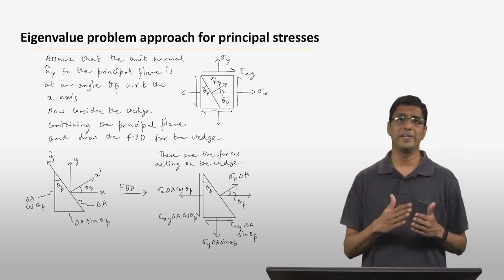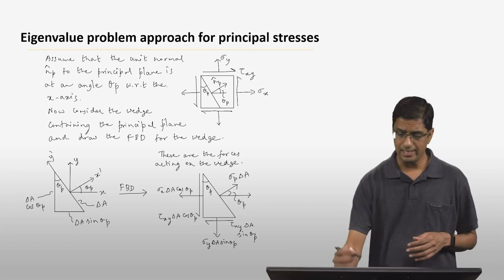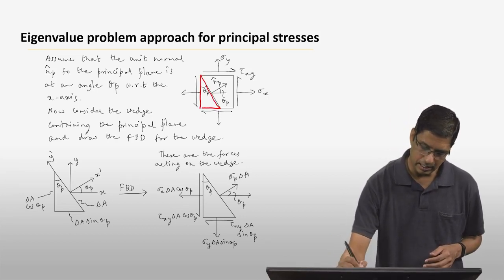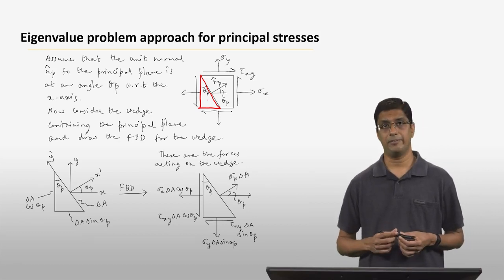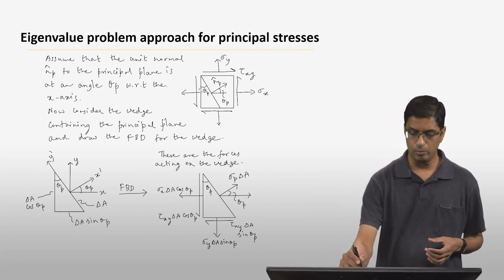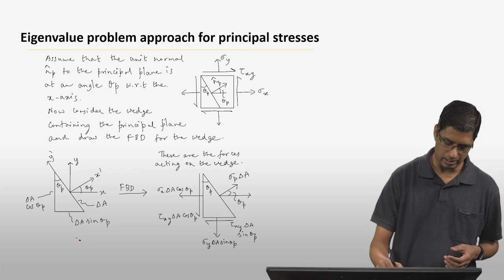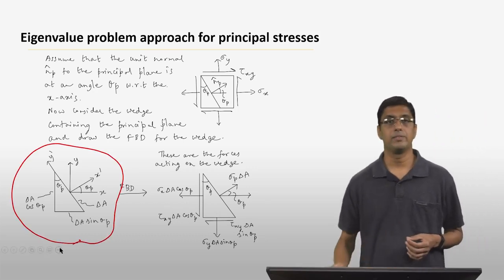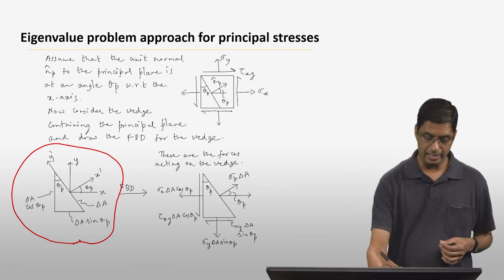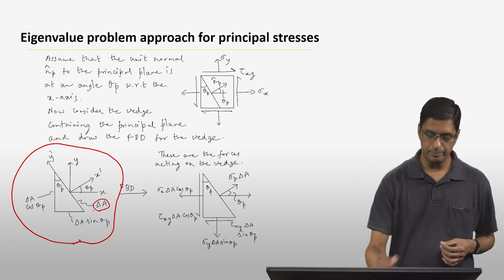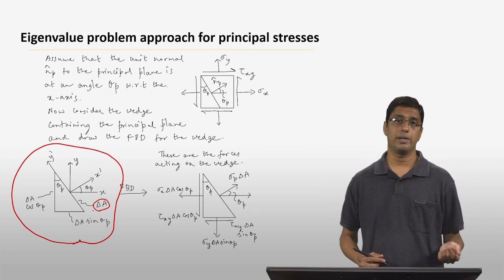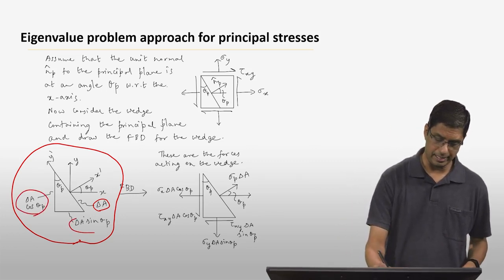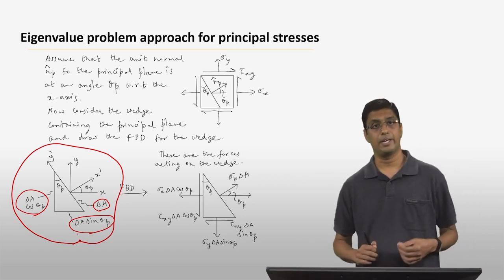Now once we define this plane, we are going to isolate this wedge and look at the force equilibrium for that particular wedge. That is exactly what I have done here. If you look at this diagram, that is what it looks like. The area of this inclined face is delta A, and the areas of the two perpendicular faces are delta A sine theta p and delta A cosine theta p.